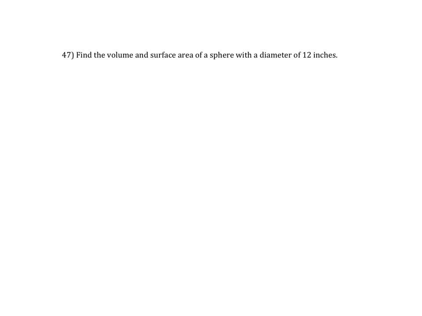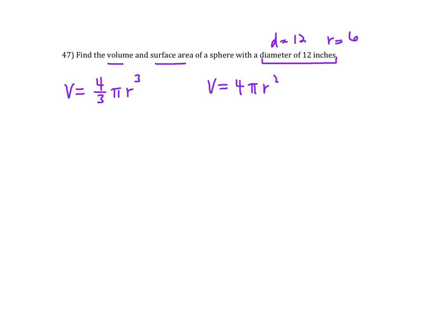So for number 47, it says to find the volume and surface area of a sphere with a diameter of 12 inches. Be careful, because the formula for volume is 4/3 pi r cubed, and the formula for area of a sphere is 4 pi r squared. Notice that it doesn't mention the radius, but it mentions the diameter. So if diameter equals 12 inches, the radius is equal to 6.